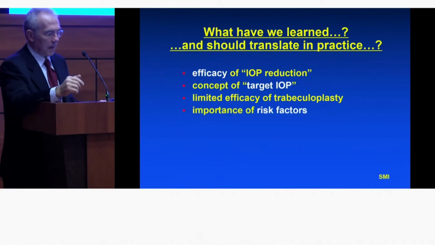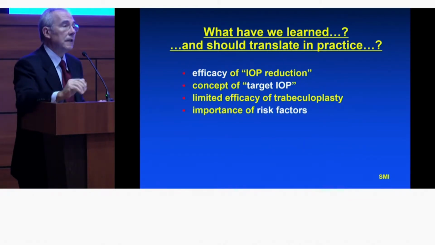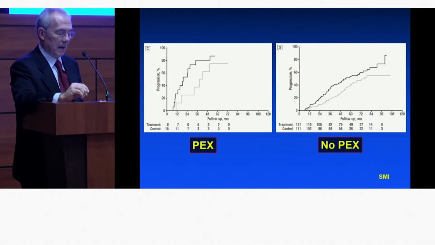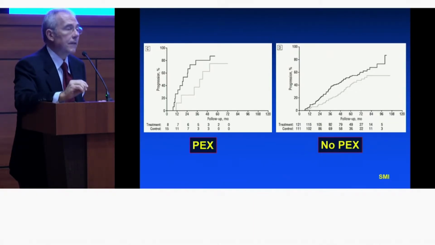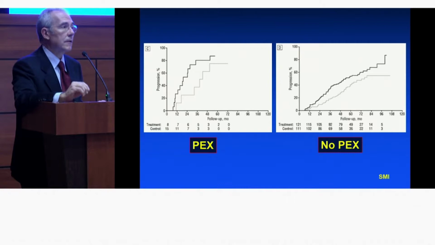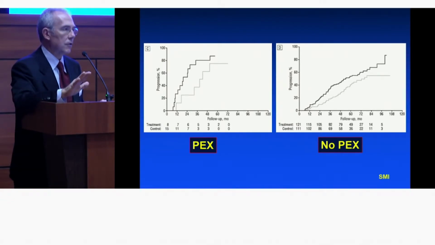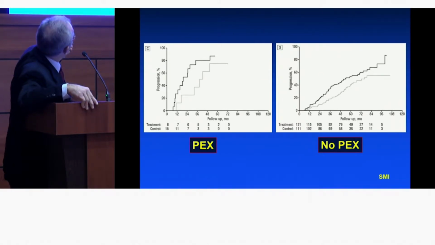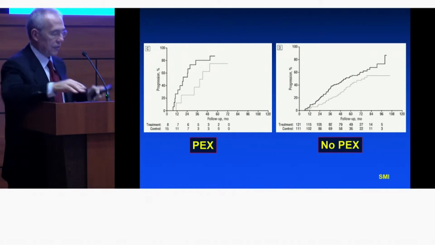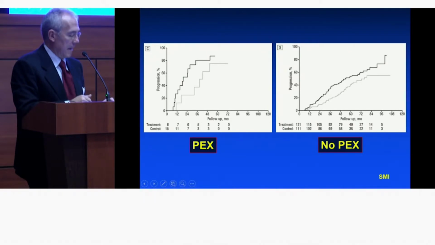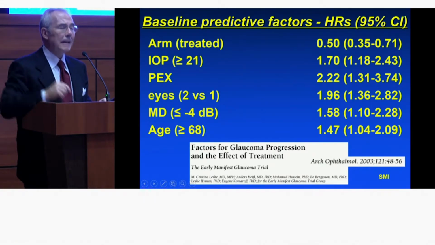What else? We have learned how to deal with risk factors, how important they are. The most important risk factor for open-angle glaucoma is pseudoexfoliation. Today we will talk a lot about pseudoexfoliation. The EMGT showed that there is a huge difference between those patients with pseudoexfoliation compared with those patients who don't have pseudoexfoliation. The number of patients who are progressing having pseudoexfoliation is much larger than those who are progressing without pseudoexfoliation.